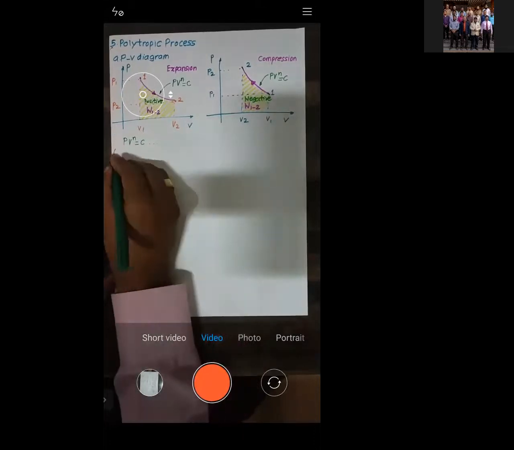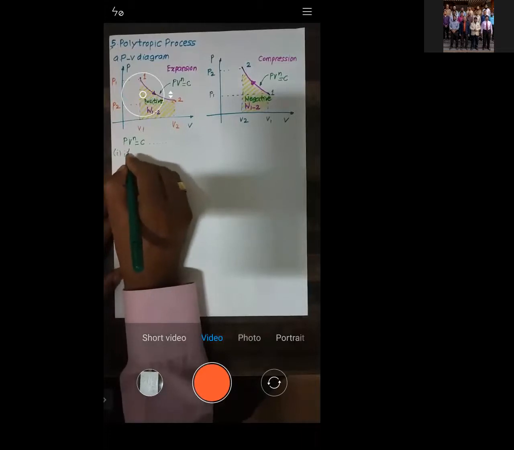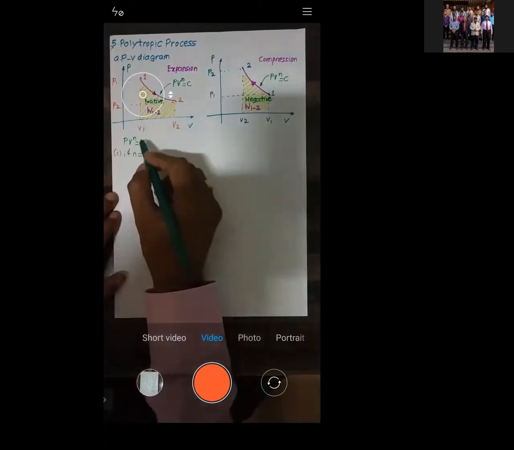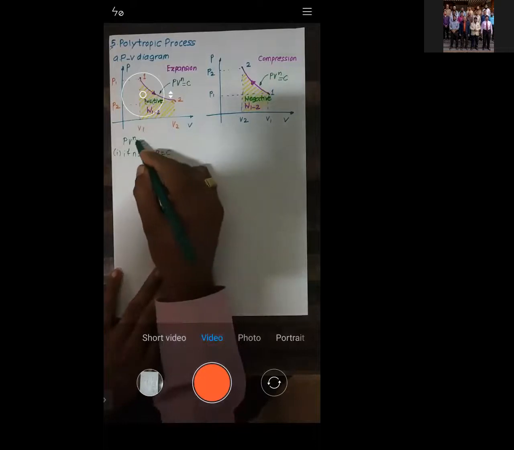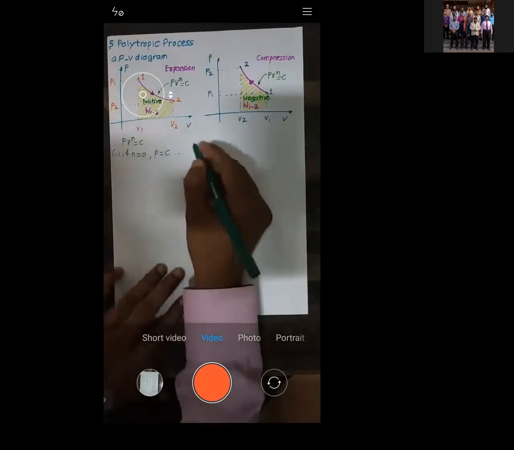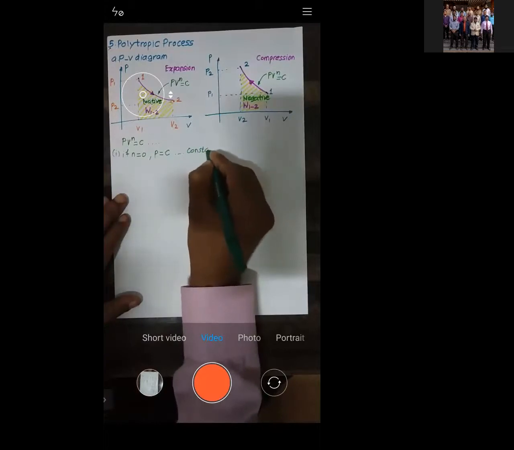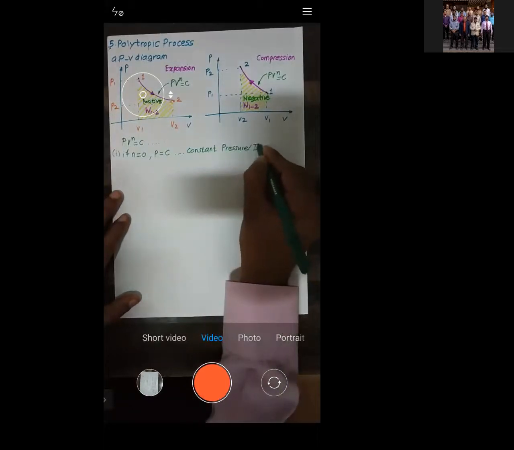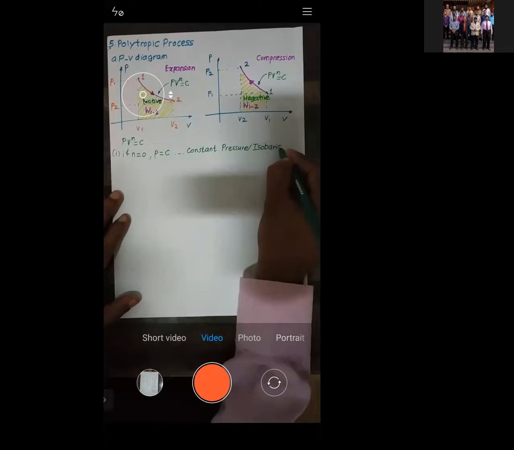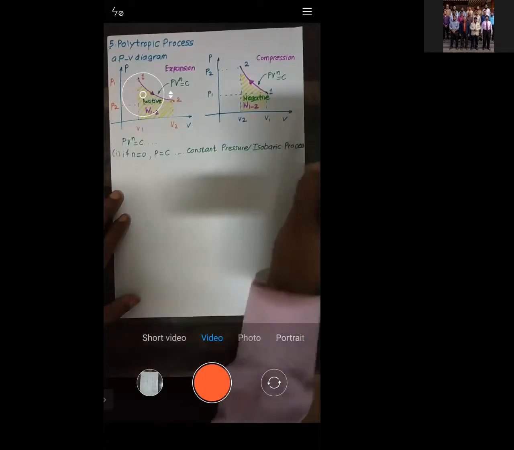In this equation, let's say you put n = 0. When n is 0, V raised to power 0 is 1. So P into 1 is equal to C, that is P = C. Such a process is called constant pressure, also known as an isobaric process.